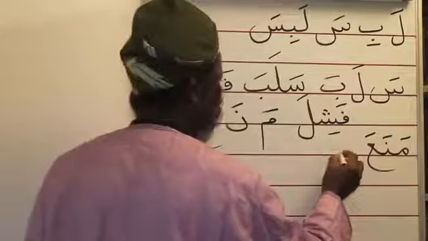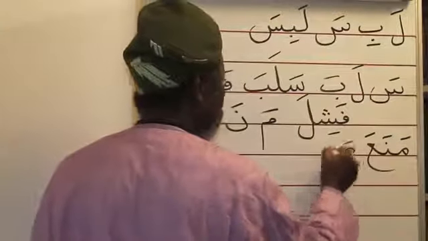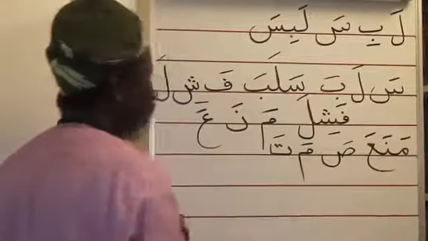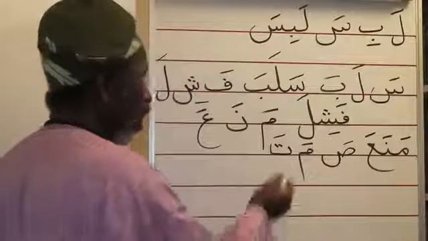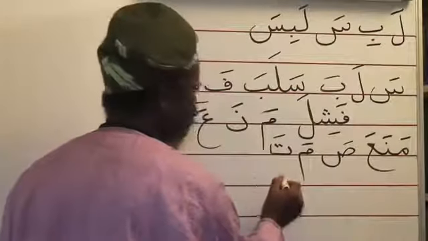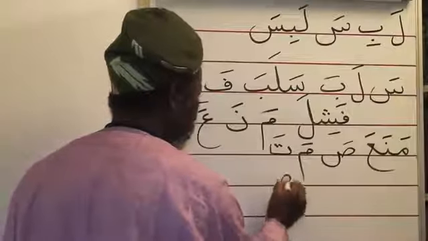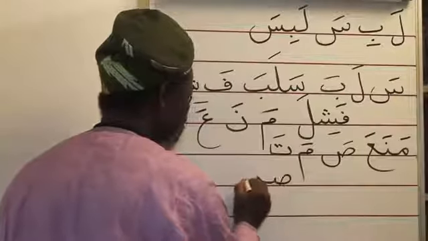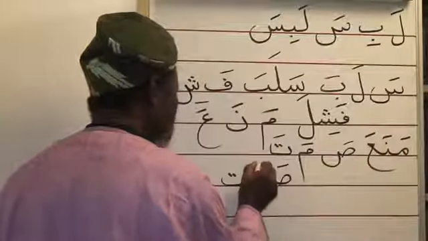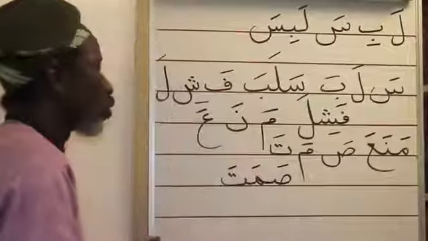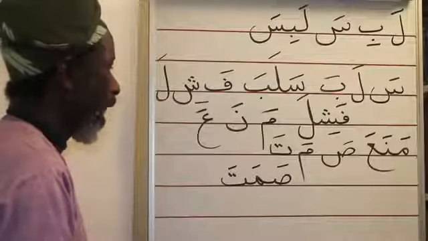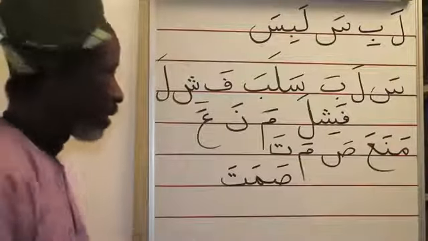Somata. So ma ta. Somata. Let's write it in joint format. So ma ta. Somata. Now we're looking for mim at the end, like alima.